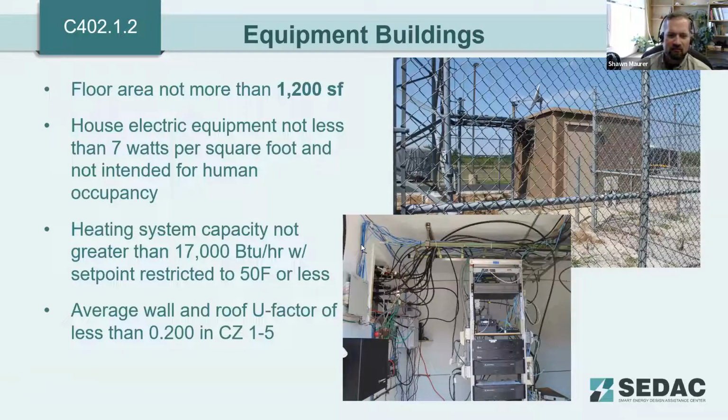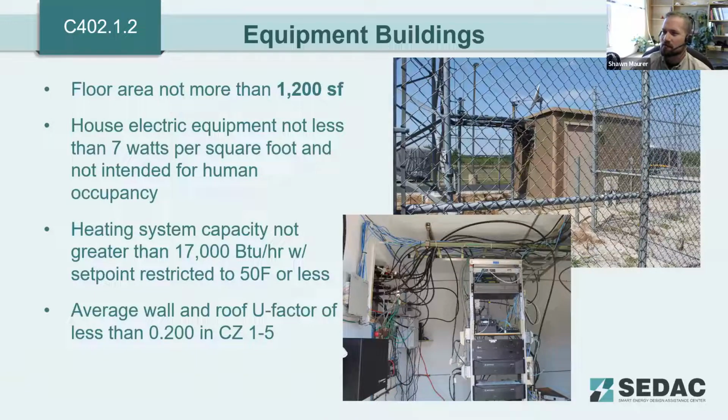Heating system capacity not greater than 17,000 BTUs per hour with a set point restricted to 50 degrees Fahrenheit or less. An average wall and roof U-factor of not less than 0.2 for climate zones 1 through 5. So again, these equipment buildings are primarily things like radio tower boxes, maybe some electrical switchgear buildings. They're not usually going to have offices or anything in them, so people aren't going to be occupying these spaces. They're just housing electronic equipment.